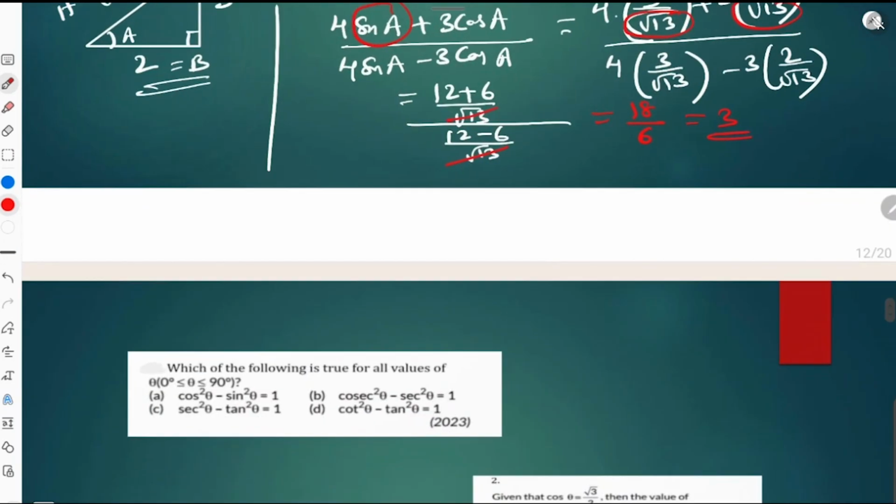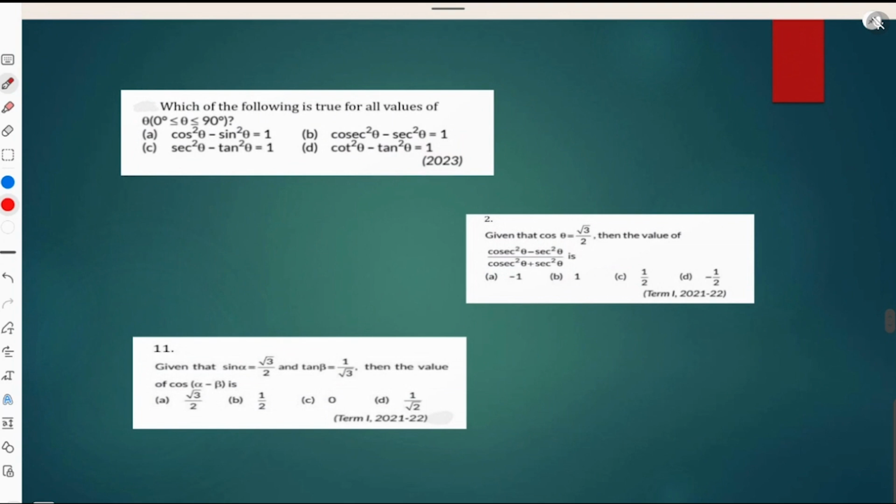One more question. Here it is just a one mark question. Just the options are given, and you have to identify which one is correct. Very clear. We know the identity sin square plus cos square is 1, but here it is given minus, so option A is wrong. For cosecant, we have the identity cosecant square minus cot square, but here cosecant minus secant square is given, so it is wrong. Secant square minus tan square, yes, it is correct. Cos square minus tan square is not correct. So option C is correct.